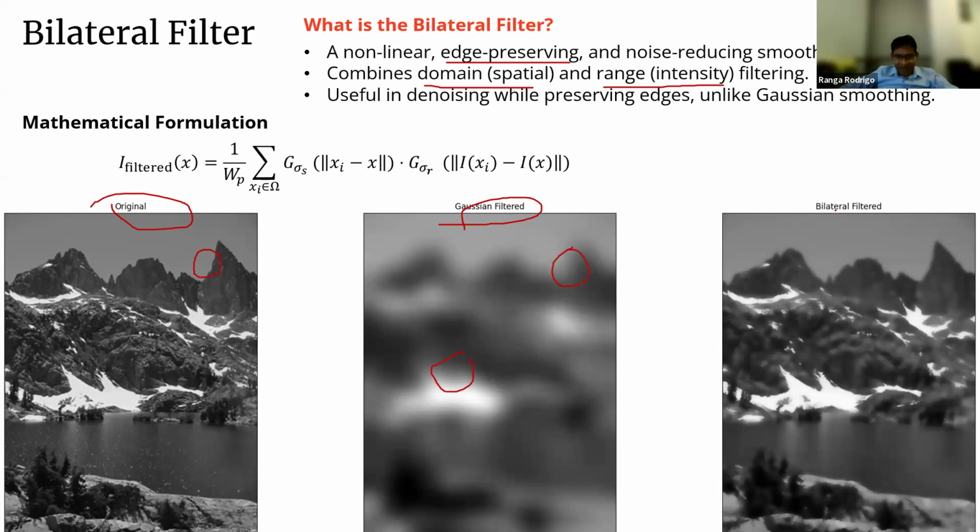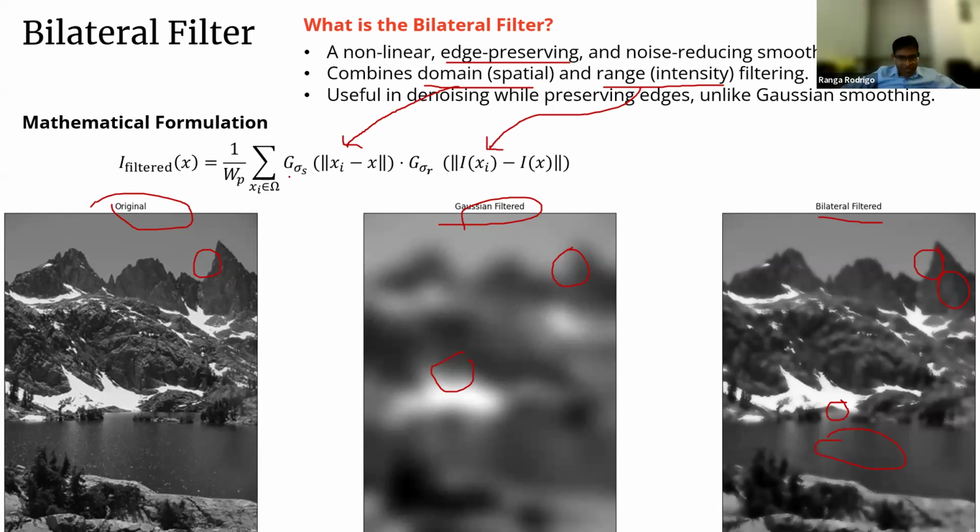But if I apply a similar bilateral filter, you can see inside the structures are smooth, but the edges have been preserved. You can see the edges have been preserved, but inside they have been smooth. How does this happen? It happens because of these two things, domain and range filtering. So this is the domain part and this is the range part.